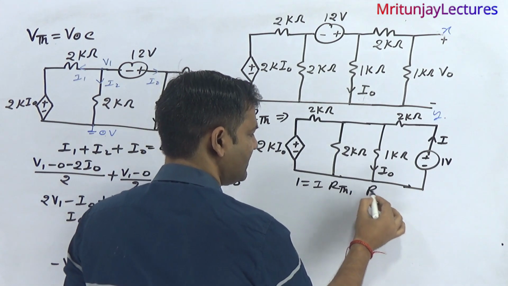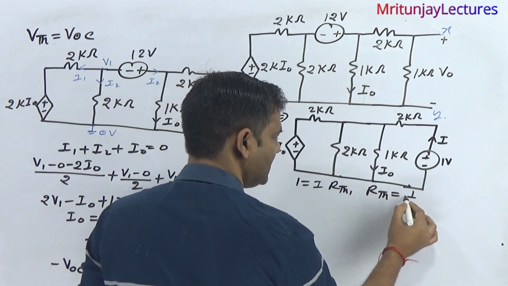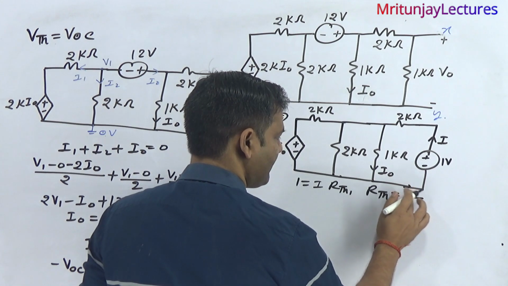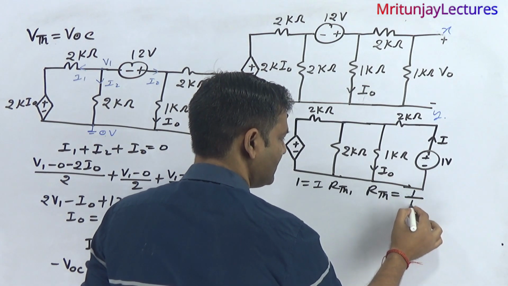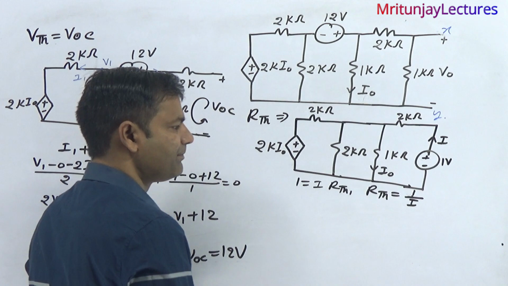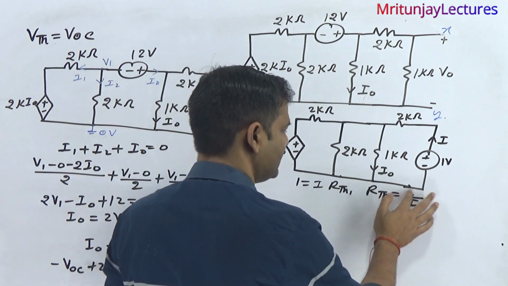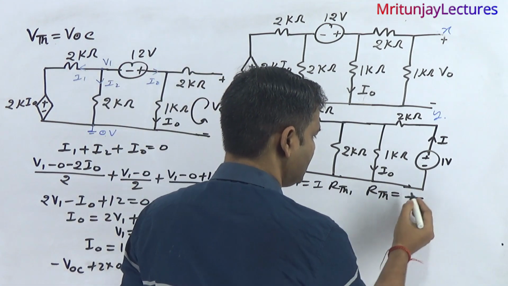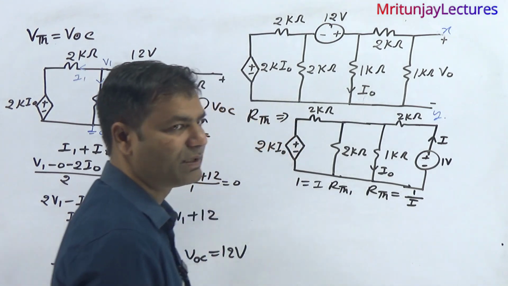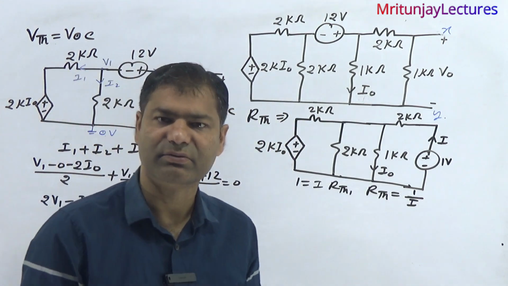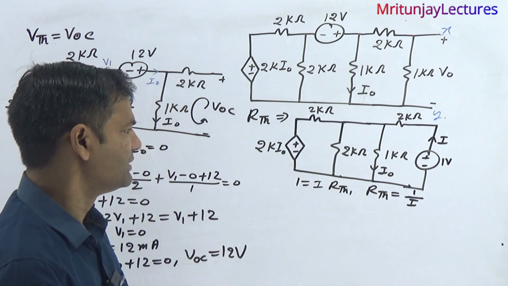So our motto is to determine RTH, which is basically 1 by I. If you determine 1 by I, then it is RTH. So how can we determine 1 by I? If you determine I, then you can also determine 1 by I. So how can we do it?